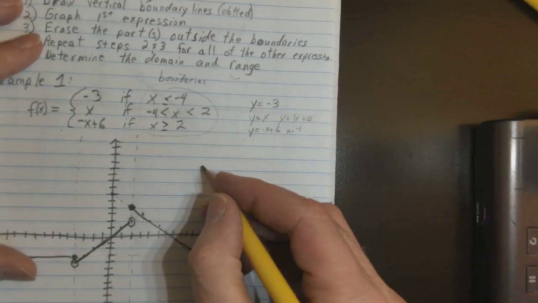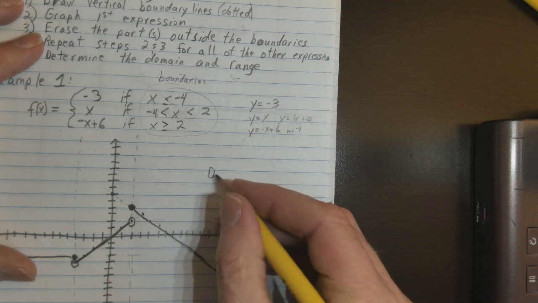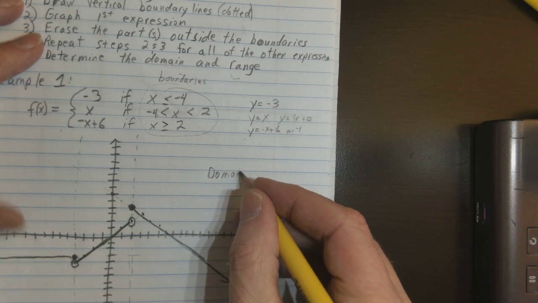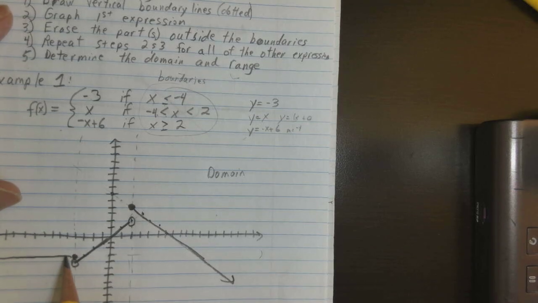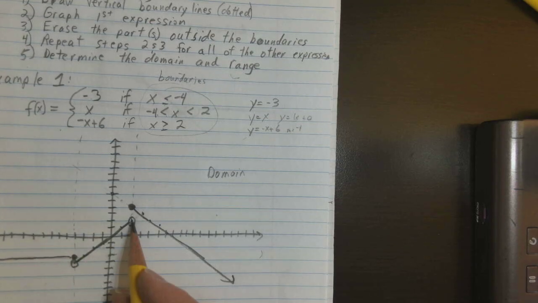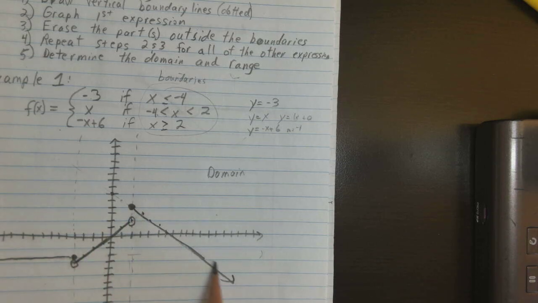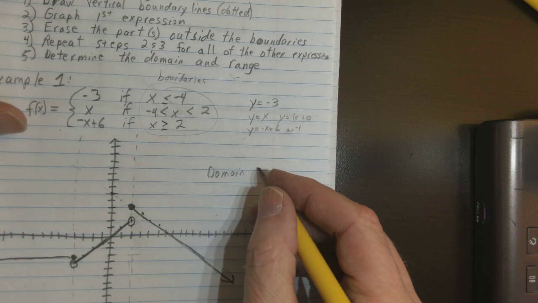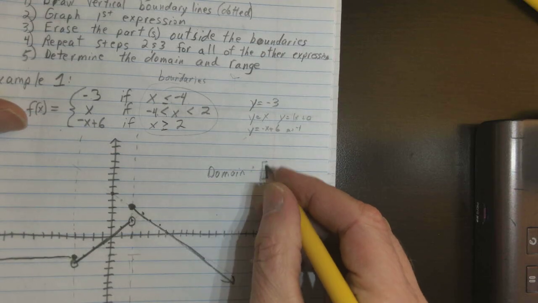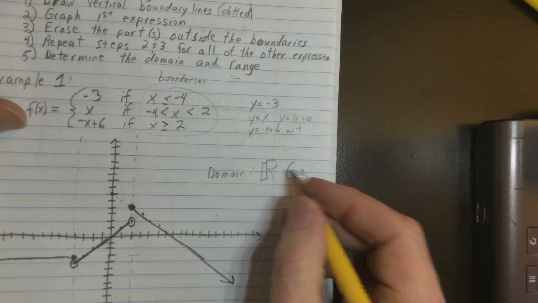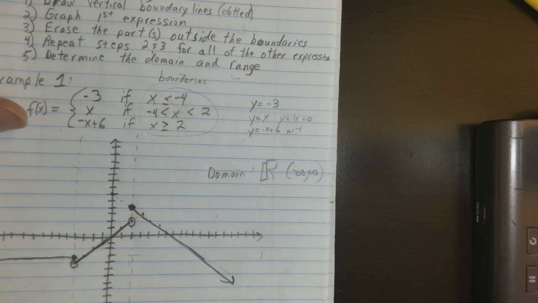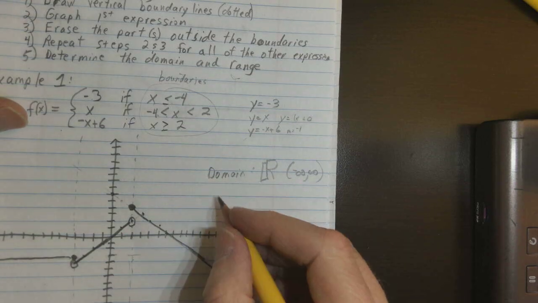I didn't do step 5 on this one. Let's get domain. I like to look at the graph. Okay, we hit the negative 4. This kind of links us from negative 4 to 2. And this picks up at 2 and keeps going this way. The domain here is all real numbers. If you prefer interval notation, you go negative infinity to infinity.